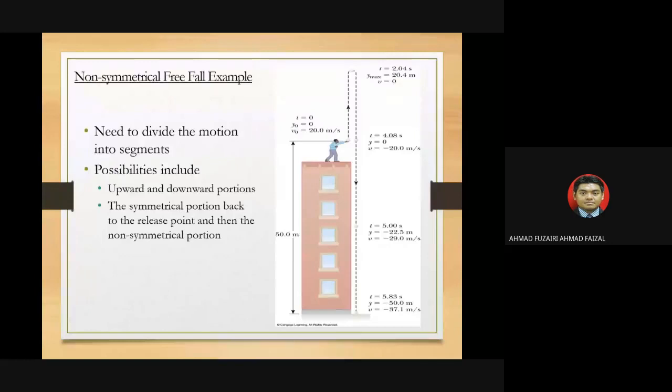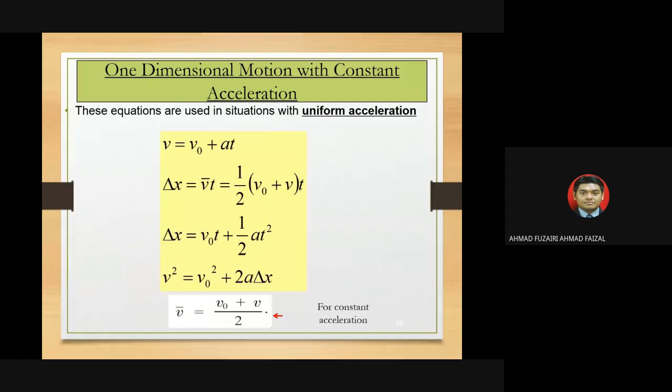If we have a non-symmetrical free fall situation, we need to divide the motion into segments. The possibilities include upward and downward portions. So, this is the situation for symmetry, and this is for non-symmetry. Okay, I just want to recall all the equations that you have learned in subtopic 2.3. These are all the equations I use in situations with uniform acceleration.